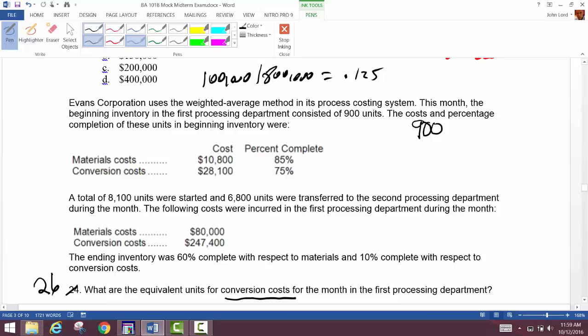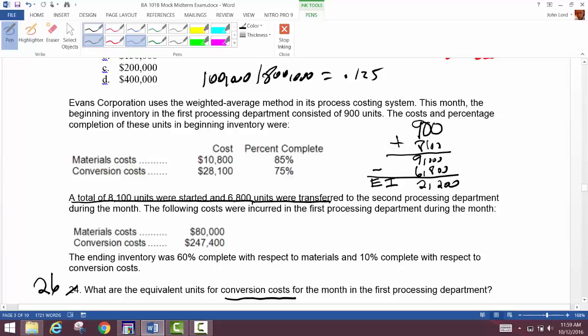And then they tell us that there were 8,100 units that were started and 6,800 units that were what? Transferred. And so when we added in the 8,100 that we started, that gave us a subtotal here of 9,000, right? And then we subtracted out the units that got transferred, the 6,800. Then that yielded for us what? We must be left in ending inventory with 2,200.